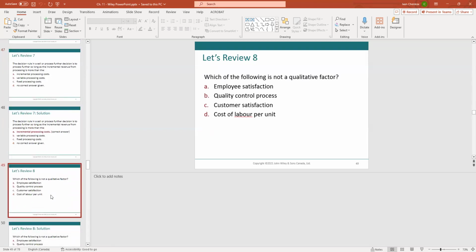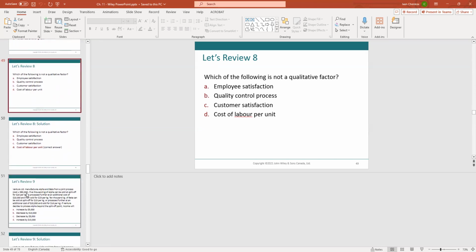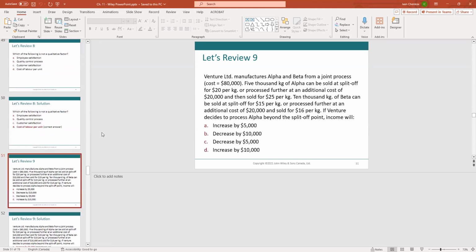Which of the following is not a qualitative factor? Cost of labor. Everything else is qualitative. What kind of factor is cost of labor? Quantitative. Thank you. Let's do this.